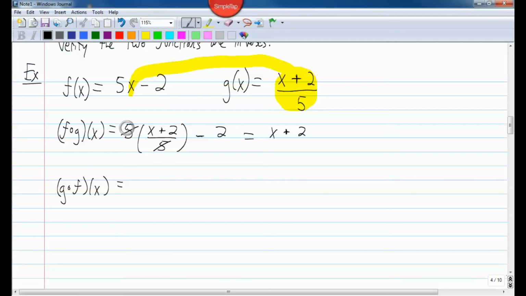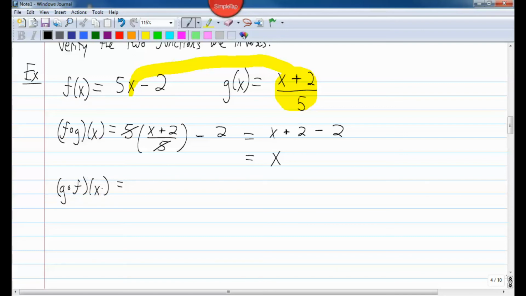So whenever you cancel these 5's out, here and here, that's going to leave you with x plus 2. So x plus 2. And then you have minus 2. Minus 2. Now, these two numbers cancel out and just leave me with x. So f of g of x, that's right here, f of g of x is equal to just x.